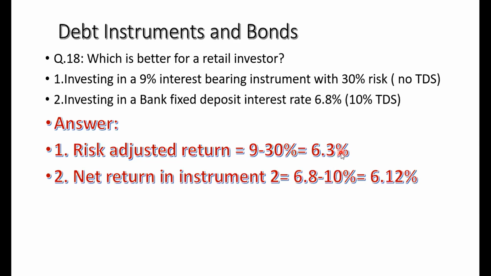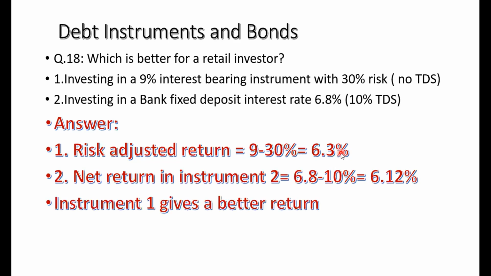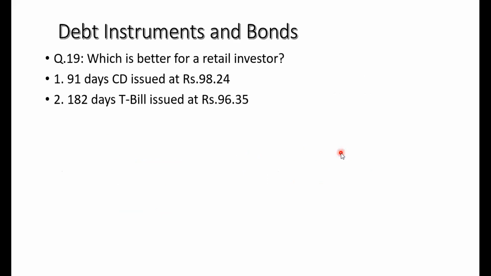Which is the best option for a retail investor? Now, which is the best option, boss? Instrument number 1, what is the return? They will ask, after the risk-adjusted return, how much is he getting? All this they will get. Okay, 18. Now 19. Yes, 19. Which is better for a retail investor?